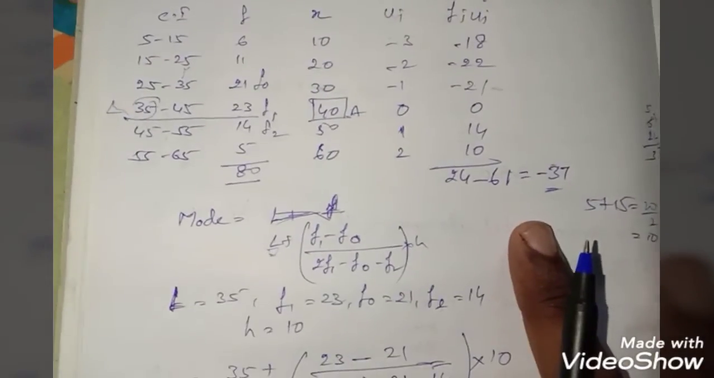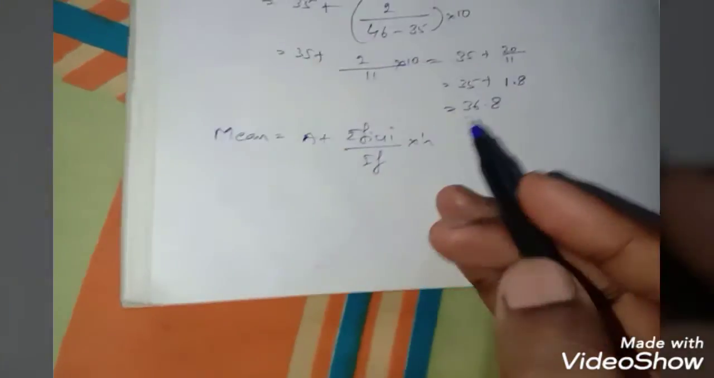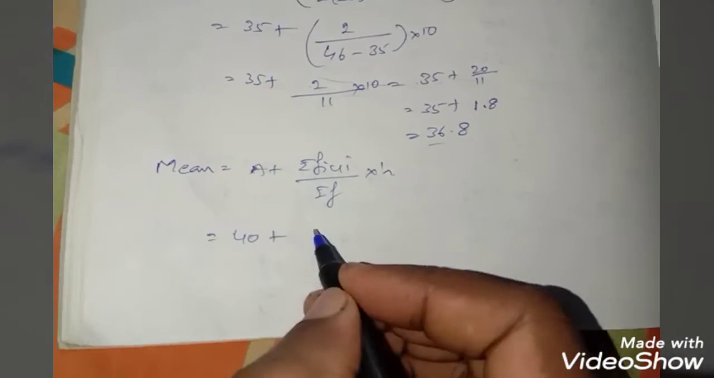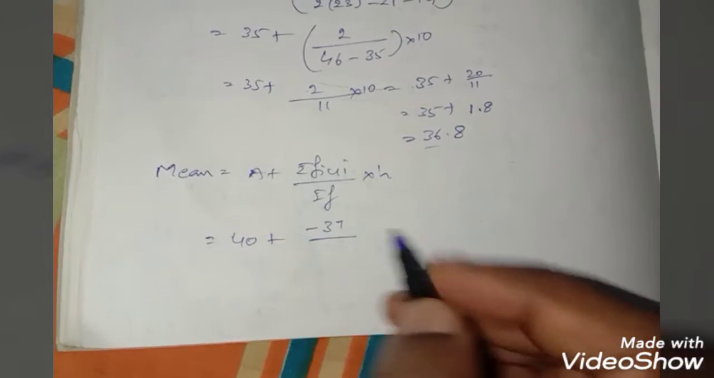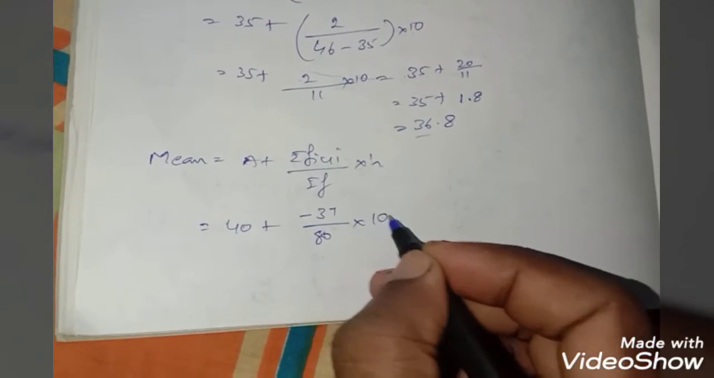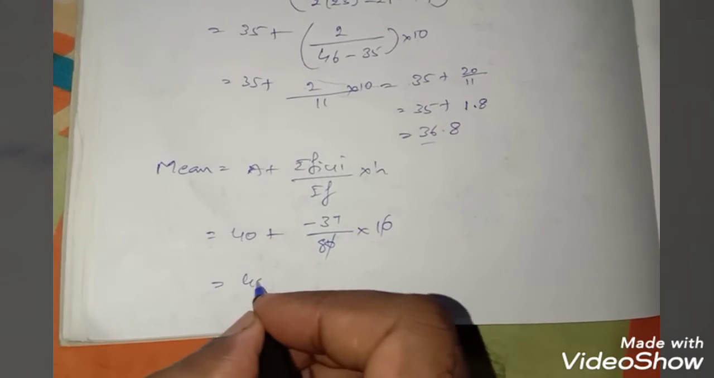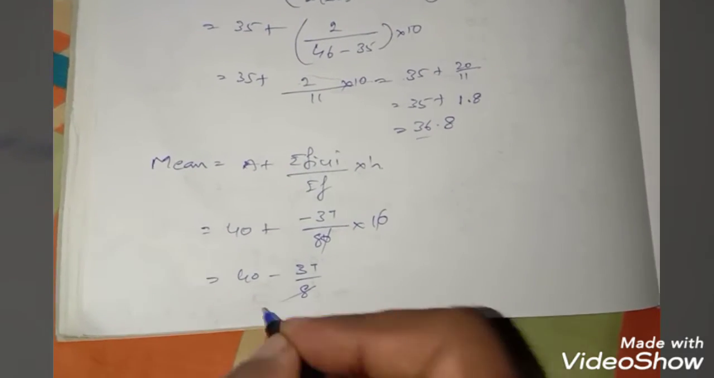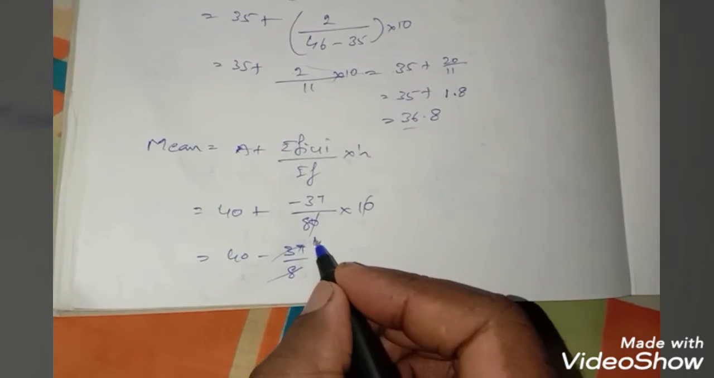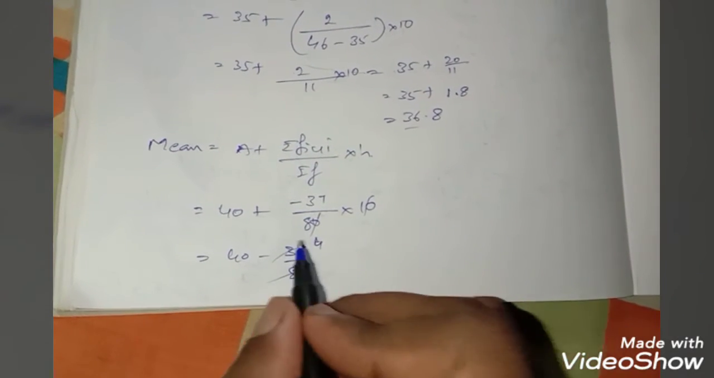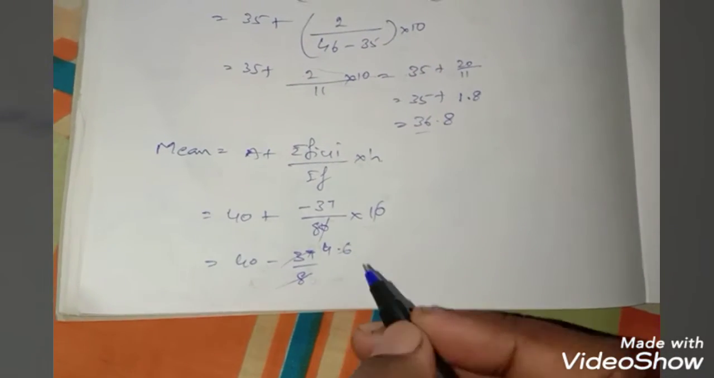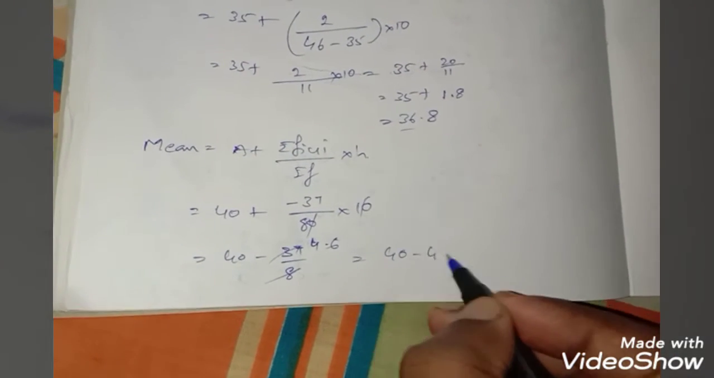Next, substitute in this formula. Assumed mean is 40 and summation fiui is minus 37 divided by summation f is 80, into 10. Now if I cancel the zeros, you will get 40 minus 37 divided by 8. Now if I divide this with 8, 8 4s are 32, 32 means 5 is balance. If I keep a decimal point, 50, 8 6s are 48. Now you can write as 40 minus 4.6.